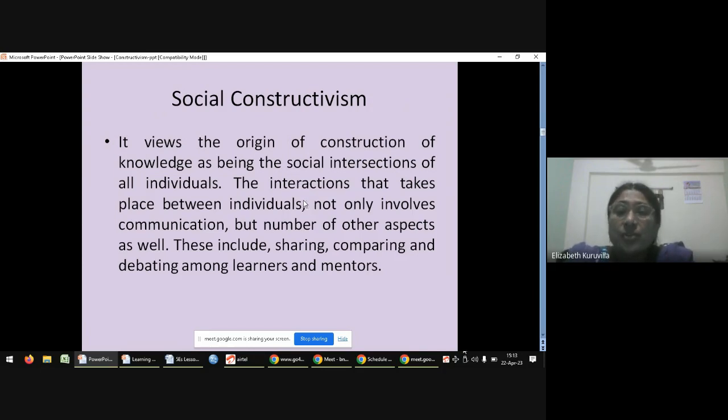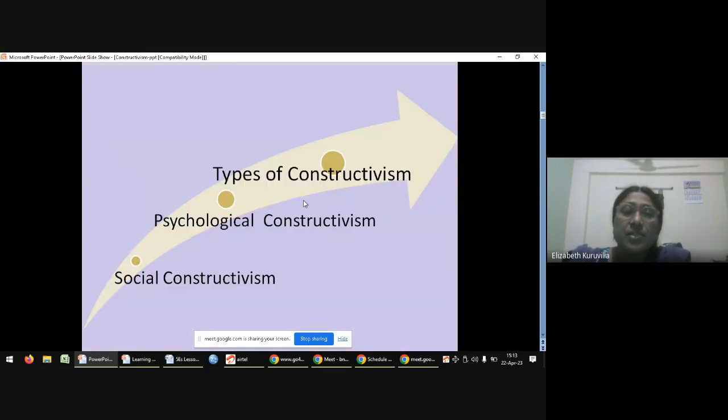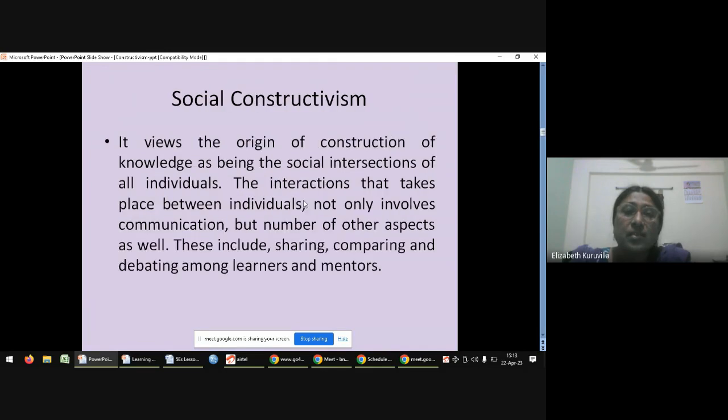Coming to social constructivism, we can see it views the origin of construction of knowledge as being the social interactions of all individuals. Social constructivism was put forward by Lev Vygotsky. The interaction that takes place between individuals not only involves communication, but a number of other aspects as well. These include sharing, comparing, and debating among learners and mentors. So we have seen the types of constructivism, psychological and social constructivism.